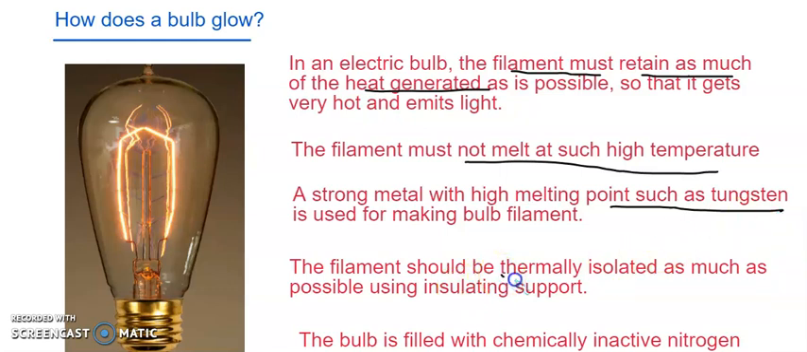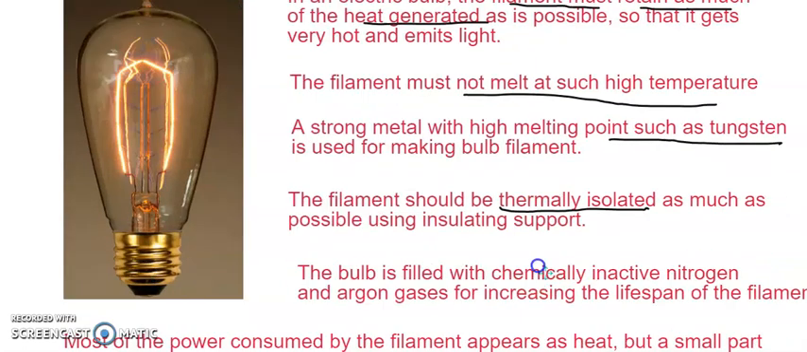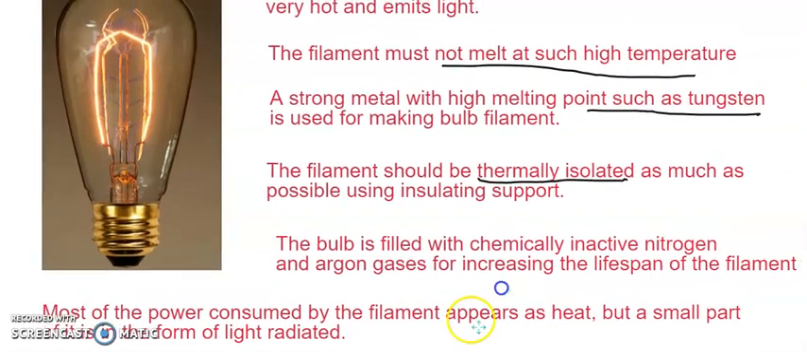The filament should be thermally isolated, meaning the filament should get heat only by the passing of the current, but not from outside. Therefore it is covered by a glass cover or a plastic cover. Mostly it's glass. A thick glass has always been the top shield of any bulb. Next, the bulb is filled with chemically inactive nitrogen. Why do we use inactive nitrogen or argon gas? Because we don't want the gases to chemically react and give out some heat energy. We don't want the gases to get affected by the electrons flowing through the filament. Therefore, we are using chemically inactive gas.